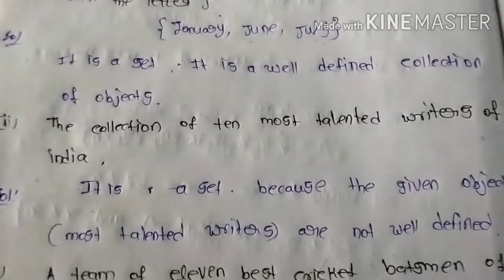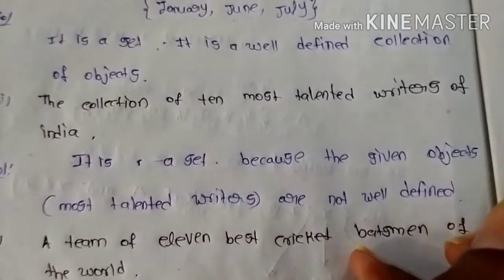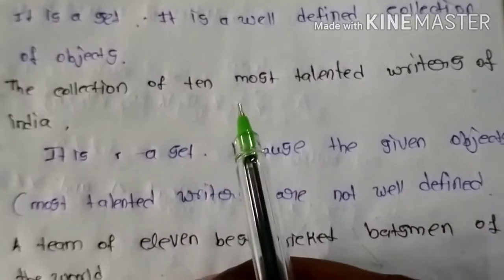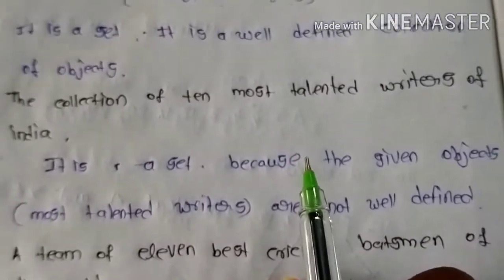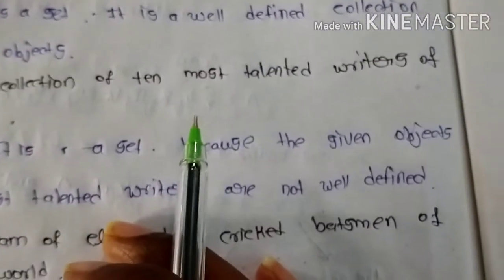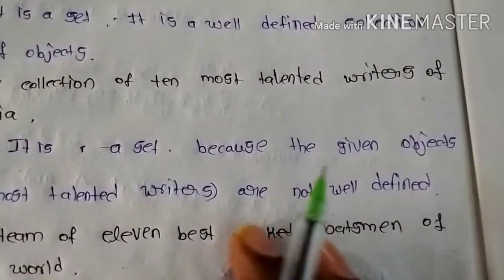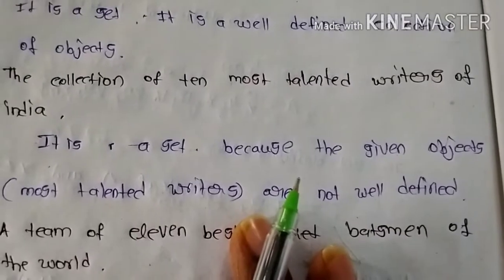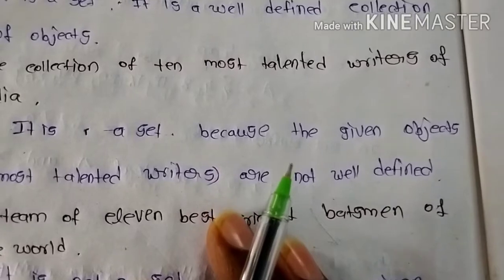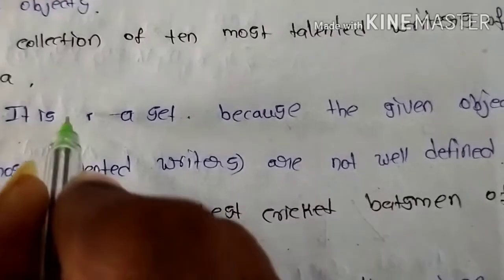In a similar way, see the second question: the collection of 10 most talented writers in India. If I say, I will name my favorite 10 persons. If I ask you, you can name another 10 persons. Yes or no? The 10 most talented writers may vary from person to person. So it is not a well-defined object, and so it is not a set.